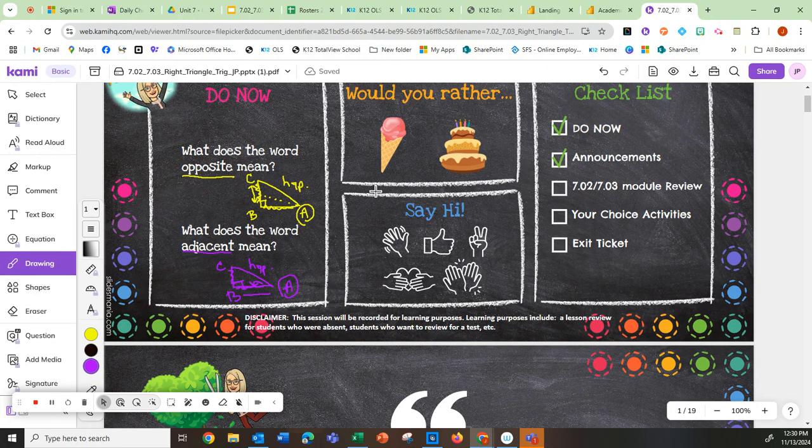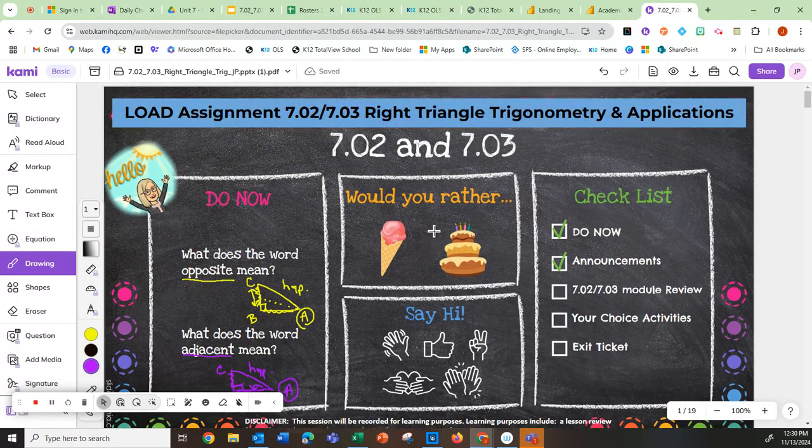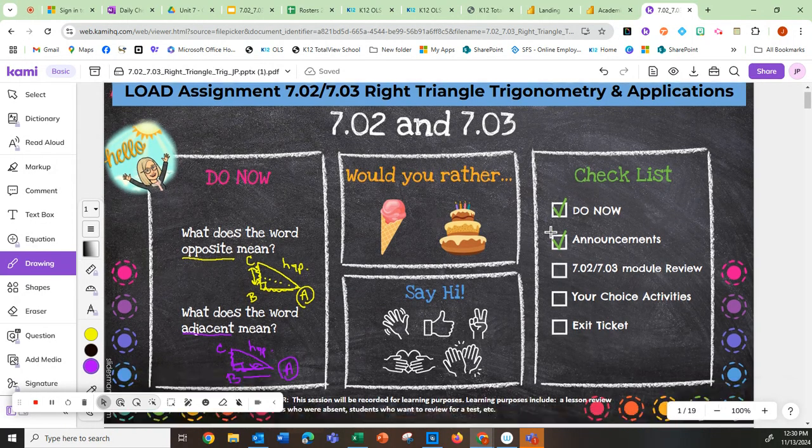So I wanted to talk about that. If we would have been able to have our live class connect, that would have been my do now, talking about what opposite means specifically in reference to right triangles and what adjacent means.